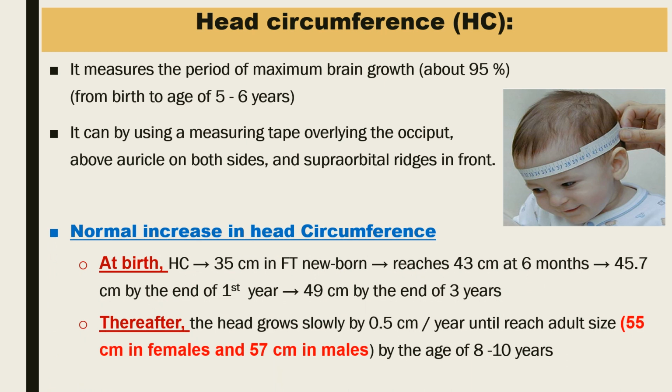Also, there is a normal increase in head circumference. The main increase is during the first year of life. The head circumference at birth is about 35 centimeters in a full-term baby, and reaches 49 by the end of 3 years. Then the adult size is 55 for females and 57 for males, attained by the age of 8 to 10 years.